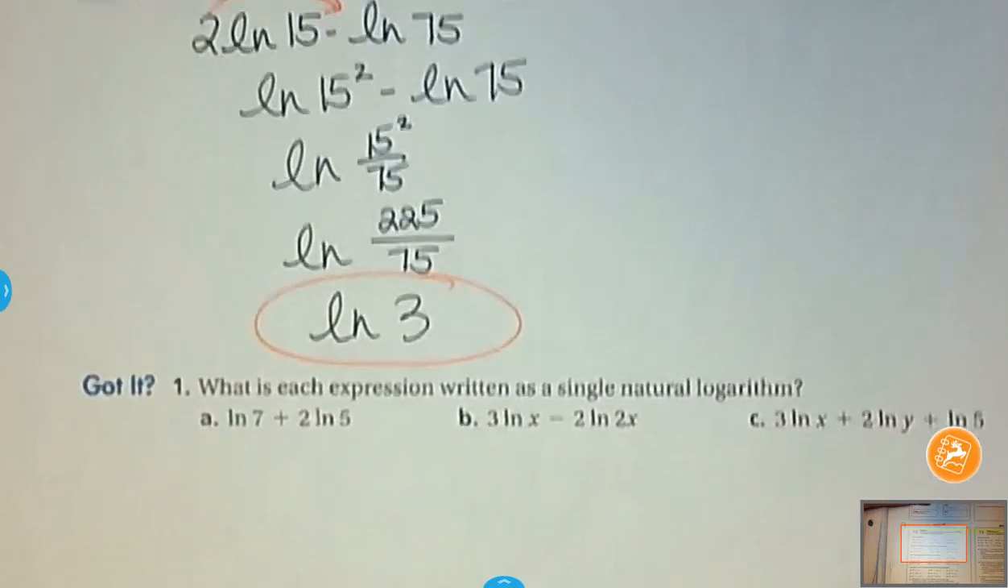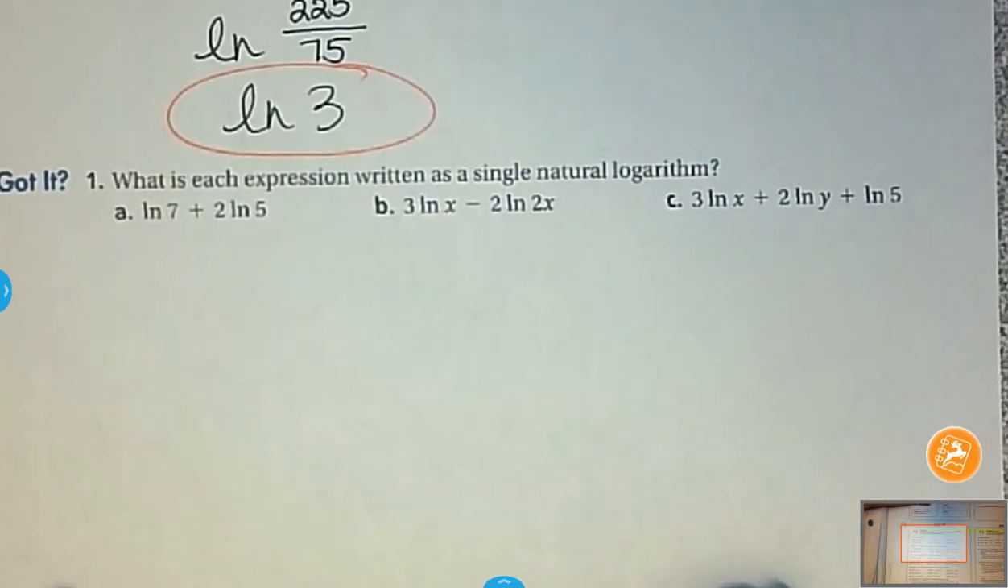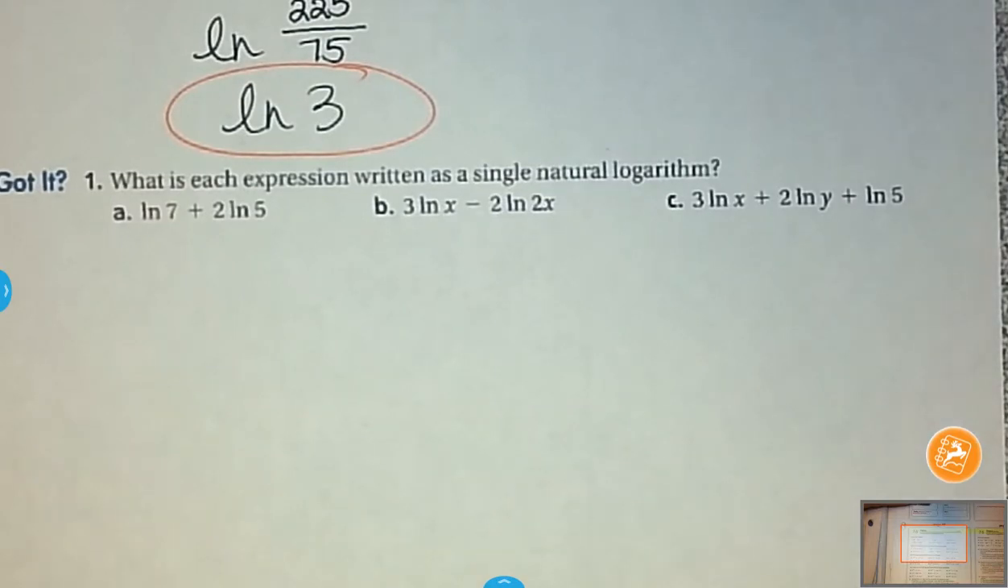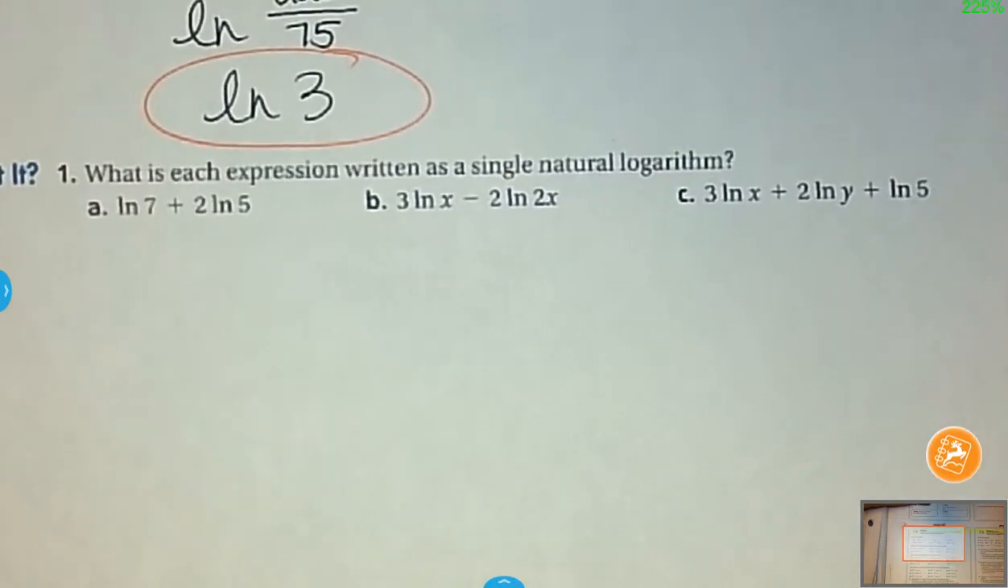Questions? All right, so I want you guys to try these 3. I'll give you just a minute or two, and then I'll put them up here, and then we'll call it done for the day. Okay?